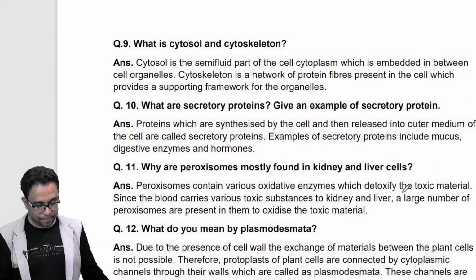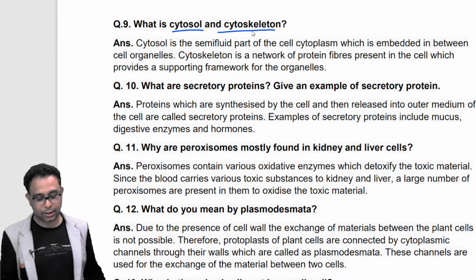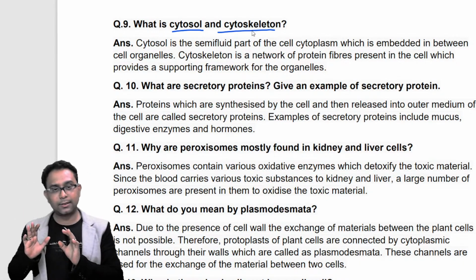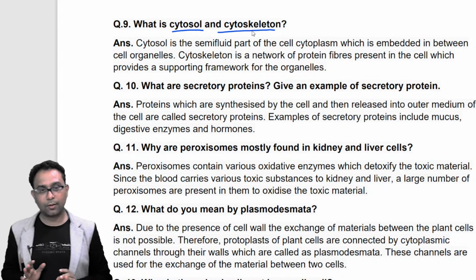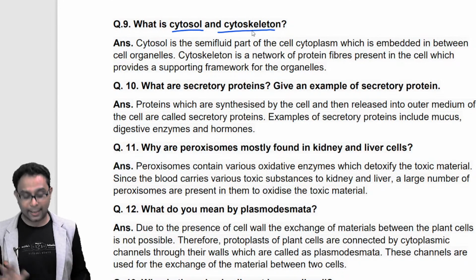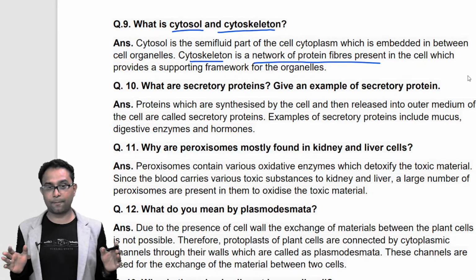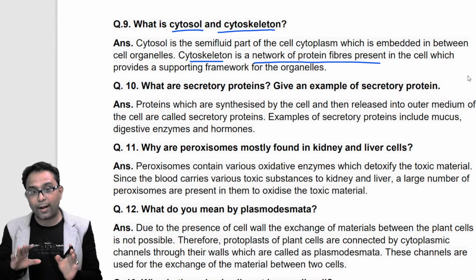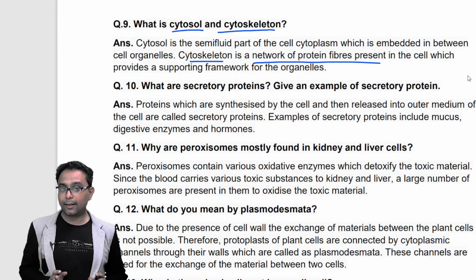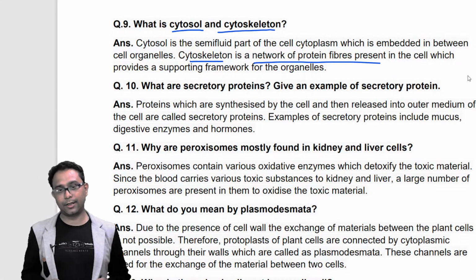Next question, what is the cytosol and the cytoskeleton? Cytosol, you know, is the semi-fluid part of the cell in the cytoplasm, which is embedded between the cell organelles. On the other hand, the cytoskeleton is a network of protein fibers which provides the supporting framework to the organelles. Clear? The cytosol and the cytoskeleton.